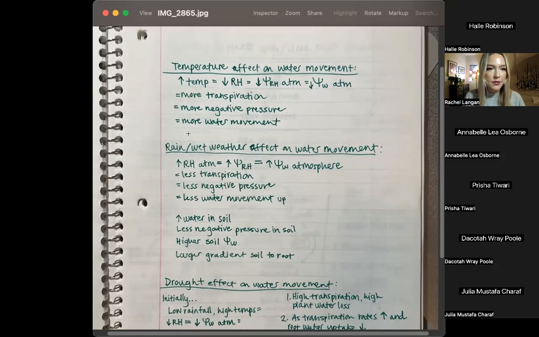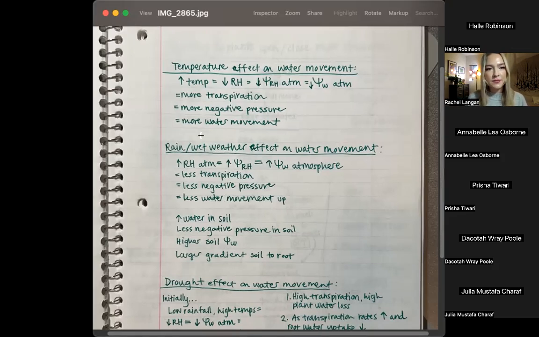Okay, and then rain or wet weather. That's another one you're going to see. Again, start with the relative humidity. Relative humidity will increase with wet weather, which increases the water potential of the atmosphere, and that's going to cause less transpiration because you've decreased the gradient. So if there's less transpiration, there's less pull, less tension, less negative pressure, so less water movement up.